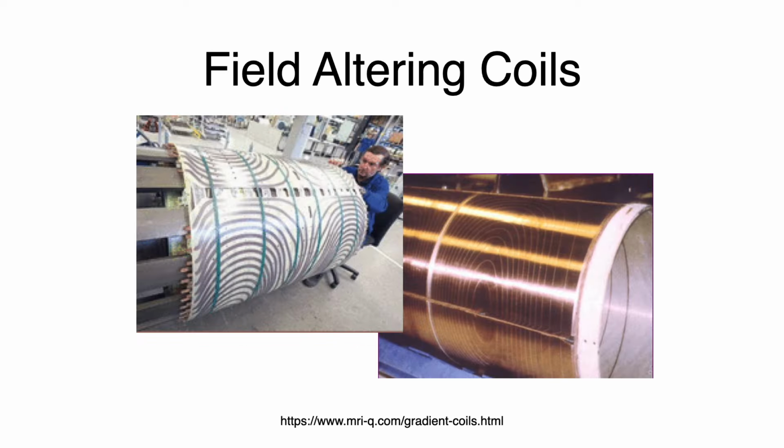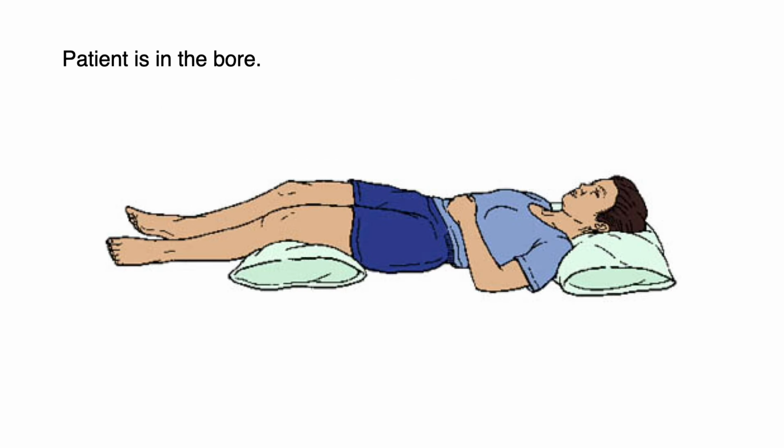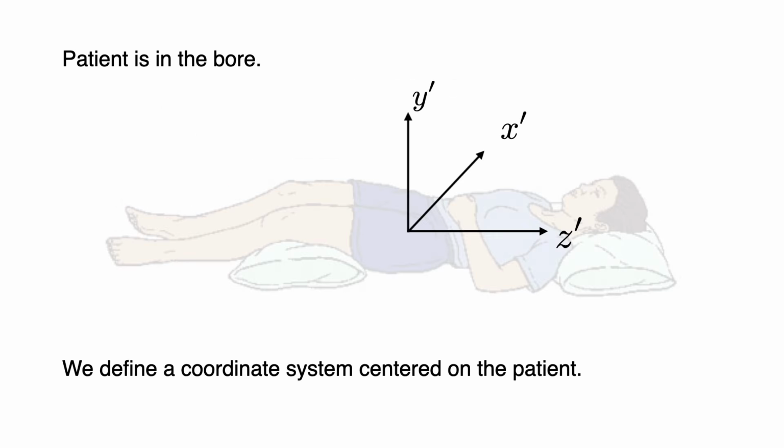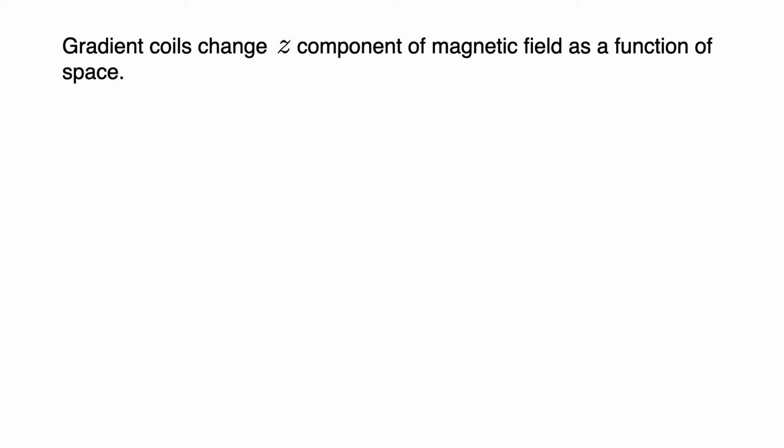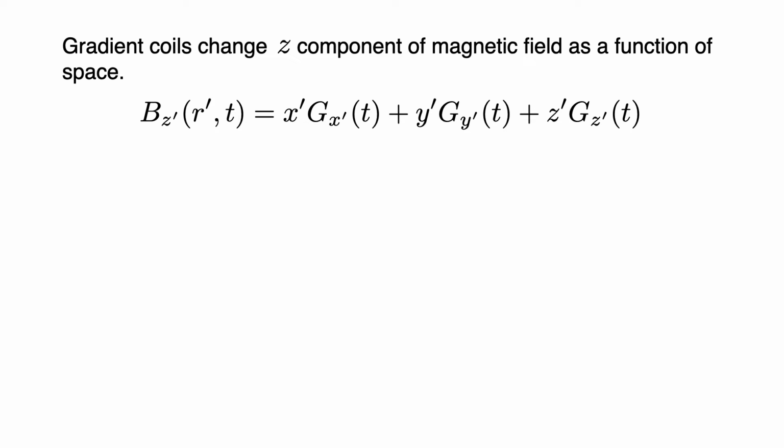We then pass current through field-altering coils to alter the total magnetic field. And so here's what happened. The patient's in the bore. There's a coordinate system that's centered on the patient. And then we pass current through gradient coils to change the z component of the magnetic field as a function of space. The capital G here represents the strength of the gradient magnetic field. This is the change to the external magnetic field in the laboratory frame as a function of space.